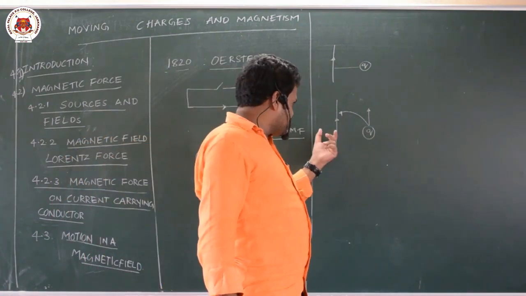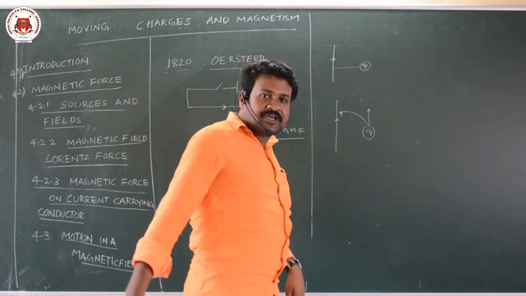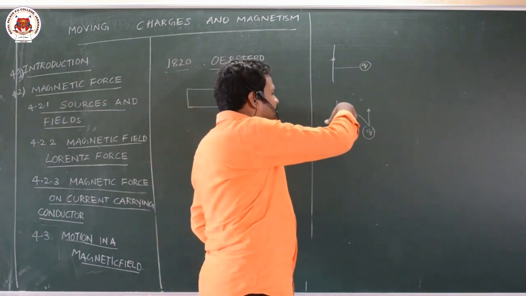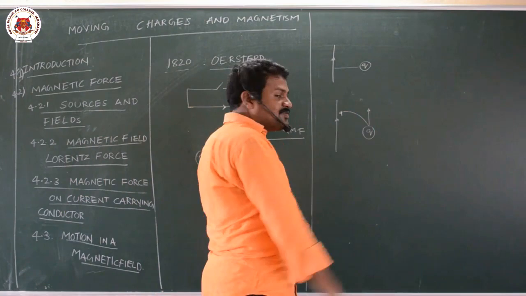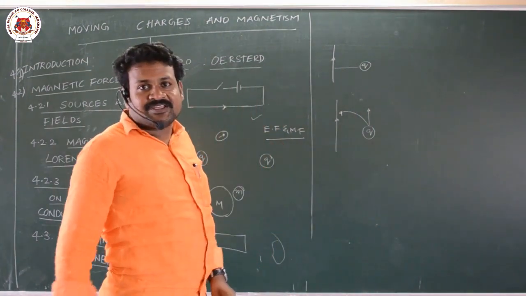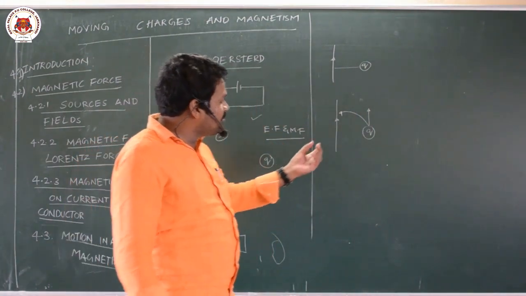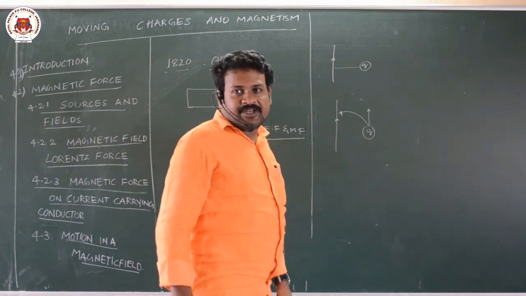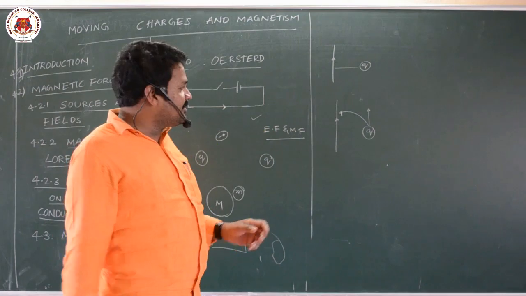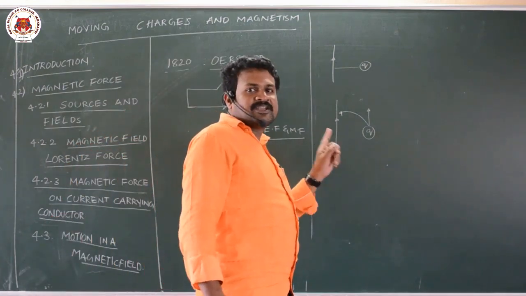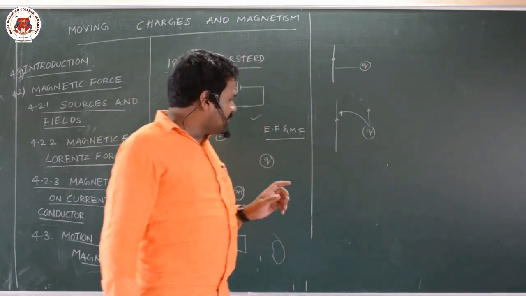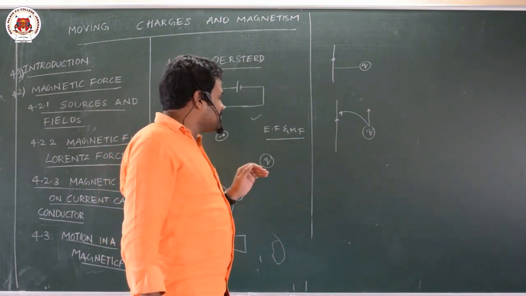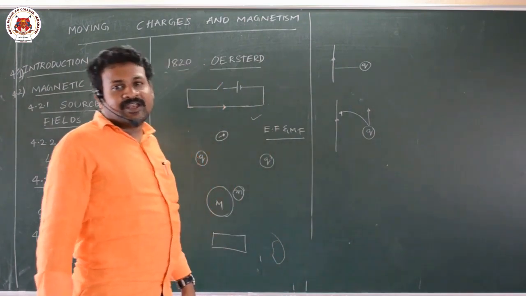This moving charge is present in the magnetic field of the wire, because this wire gives a magnetic field. And this moving charge, when it is moving inside the magnetic field, experiences a force. That means moving charges are the sources of magnetic field. When charge is moving inside the conductor, the current carrying conductor acts like a magnet. That is the relationship between magnetic field and electric field.